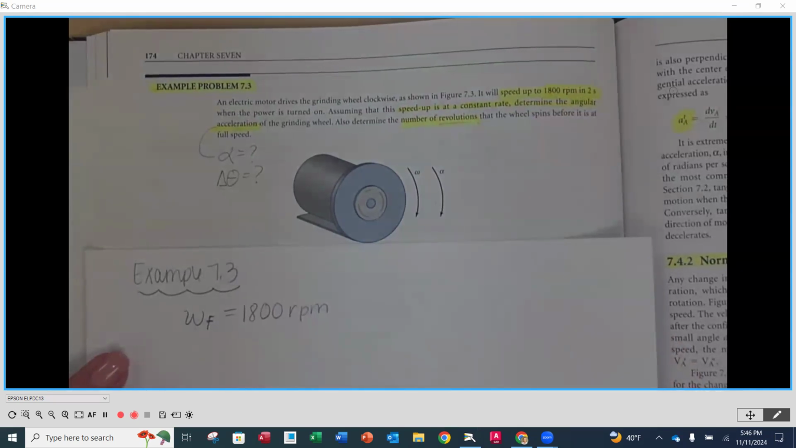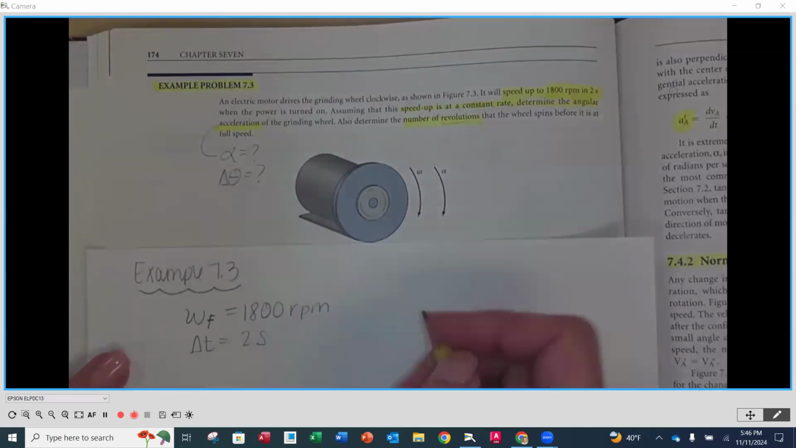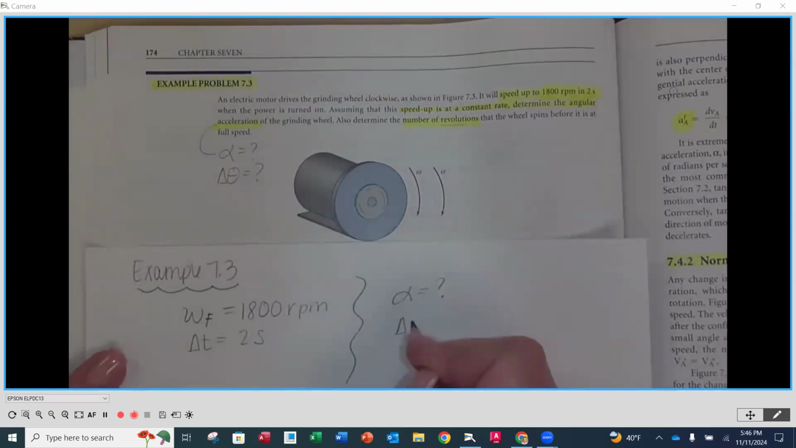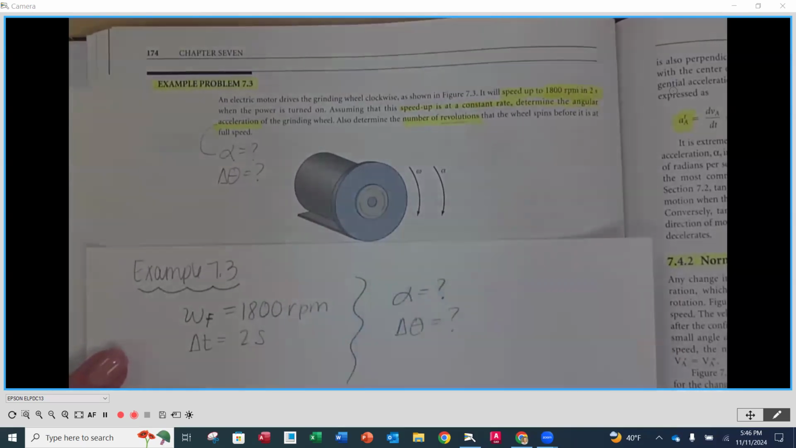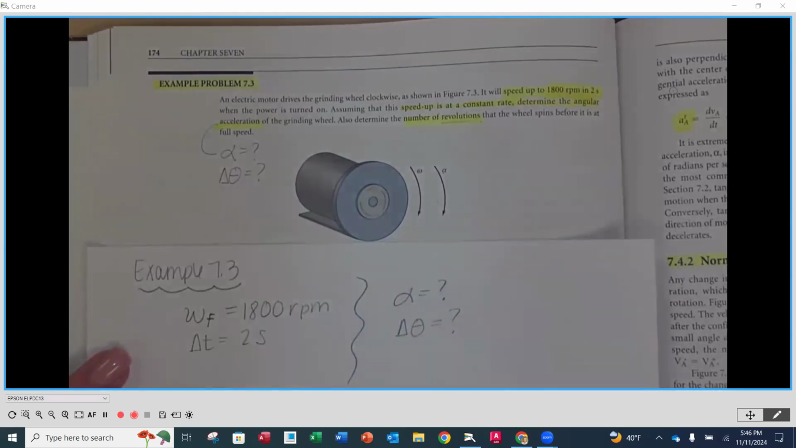That one's always easy, right? That's going to be the amount of time or the change in time that it takes to go from rest, if you would, to 1800 RPMs to speed up. Okay. So now we want to calculate what is our alpha. So we want to find alpha, and we also want to find our angular displacement. And in this case, they're asking us to get that in revolutions. So we'll start with the angular acceleration because we're going to need that for the other equations.